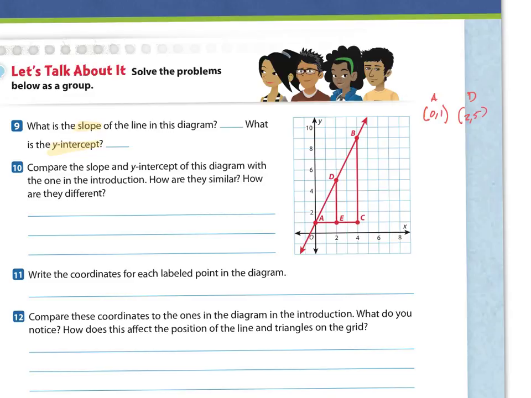So now that we have that, we are going to use the slope formula. M equals, can somebody tell me what that will be? Jocelyn. 5 minus 1 over 2 minus 0. Aaron, what is 5 minus 1? 4. And what is 4 divided by 2? 2. So your slope is going to be 2. So let's write that down. Slope equals 2.